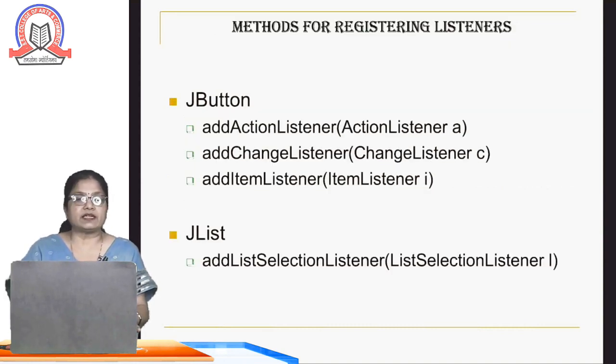These are the methods for registering listeners. First we'll see JButton methods: addActionListener, addChangeListener, addItemListener, and for JList, the method addListSelectionListener. So these are few examples.